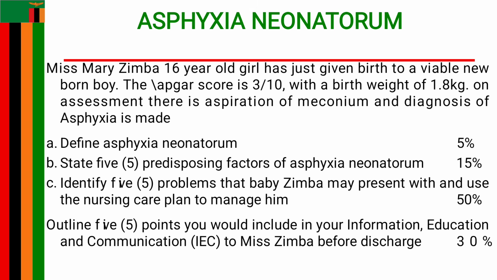Question A says define asphyxia, neonatal. Question B, state 5 predisposing factors of asphyxia, neonatal. Then question C, identify 5 problems that baby Zimba may present with and use the nursing care plan to manage him. Question D, outline 5 points you would include in your information, education, and communication to Miss Zimba before discharge. So we'll go straight to look at the question.